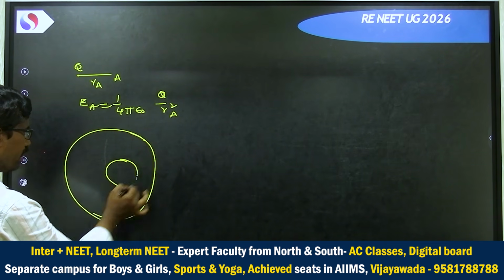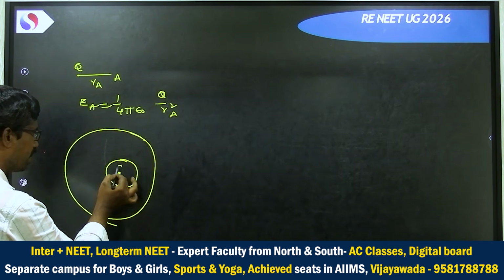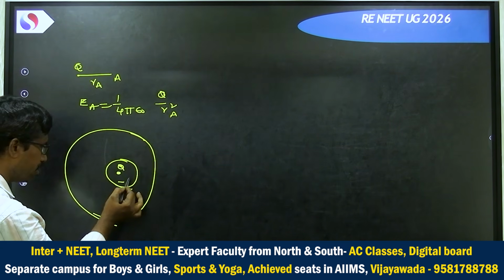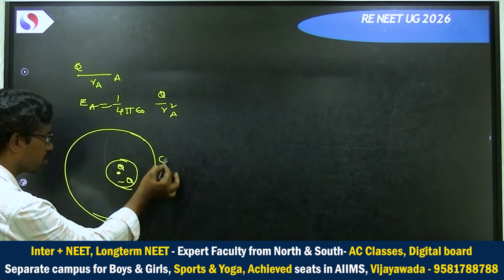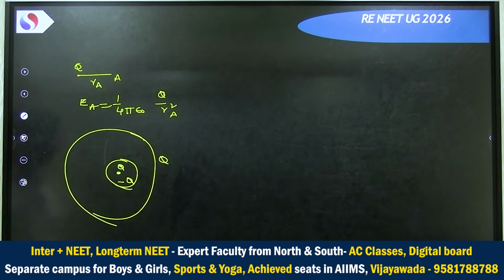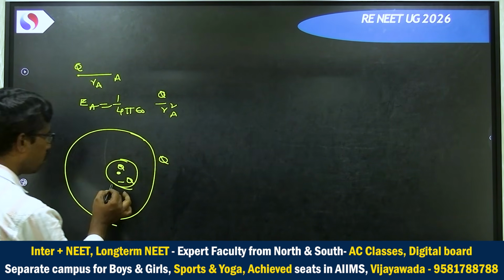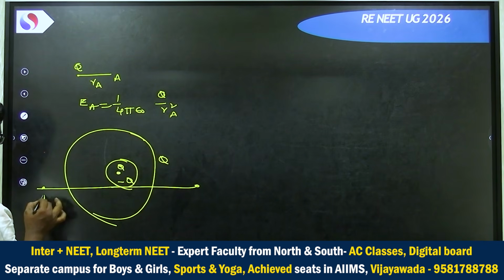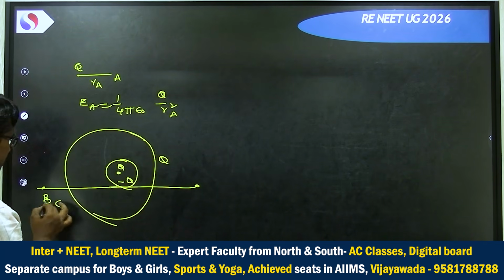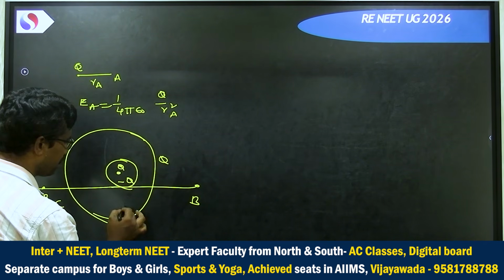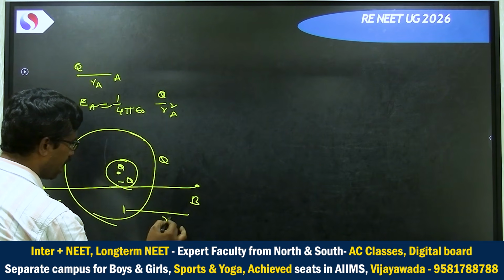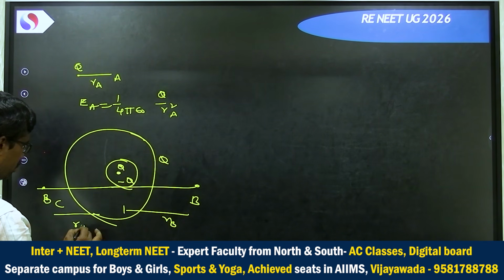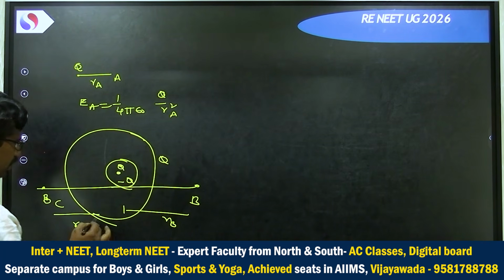This conducting sphere has a point charge inside, and due to induction, the inner surface becomes minus Q and the outermost charge is plus Q. Here, the two points B and C are at equal distances. Suppose this is RB, this is RA, this is RC.